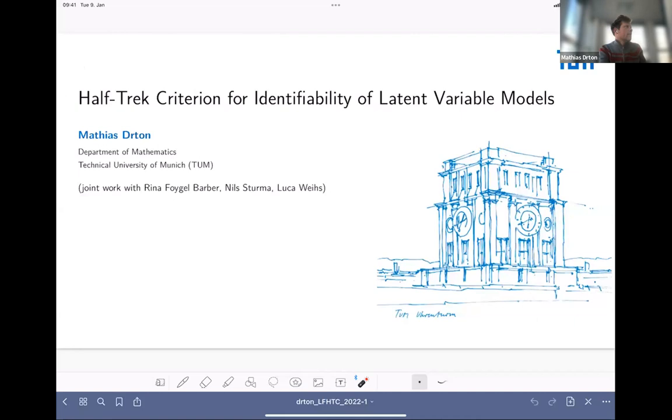That looks great. Okay, so I'm presenting a paper with the same title as the slides have here. This is called a half-track criterion for identifiability of latent variable models. And this is joint work with Rena Barber from the University of Chicago and with Niels Sturma, who's here looking at the Q&A. And he's a PhD student in Munich, and with Luca Weiss, who's a graduate of the statistics program at UW, who did his PhD there and is now at the Allen Institute of AI.